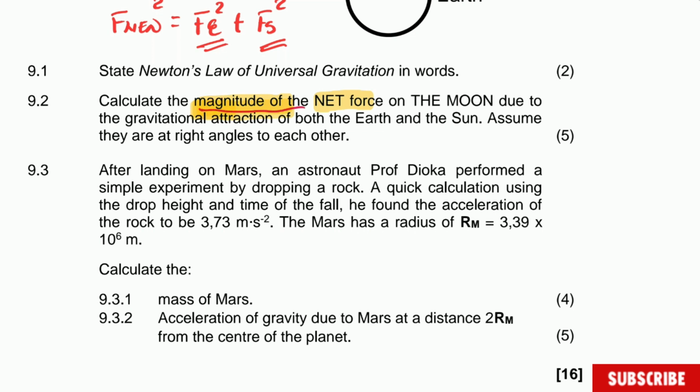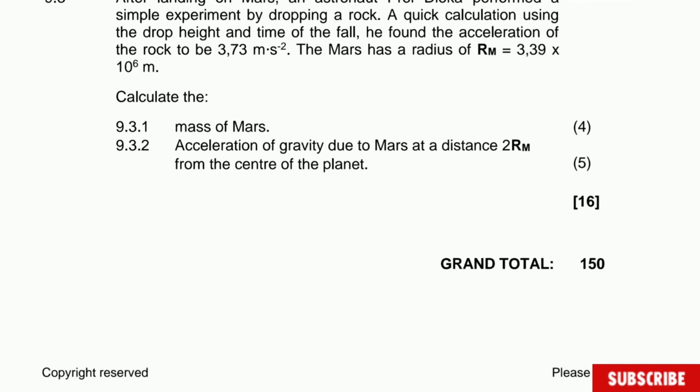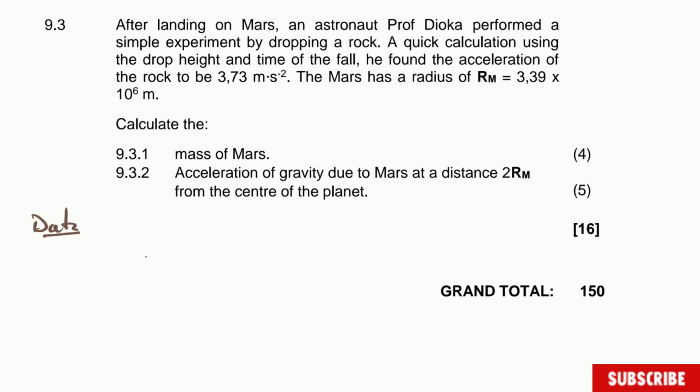Okay. Now question 9.3. After landing on Mars, an astronaut, Prof. Dioka, performed a simple experiment by dropping a rock. A quick calculation using the drop height and time of the fall, he found the acceleration of the rock to be 3,73 meters per second squared. Mars has a radius of 3,39 times 10 to the 6 meters. Calculate the mass. Guys, this one is quite simple. Let's quickly have a look at the data we have. This one is question 9.3.1.